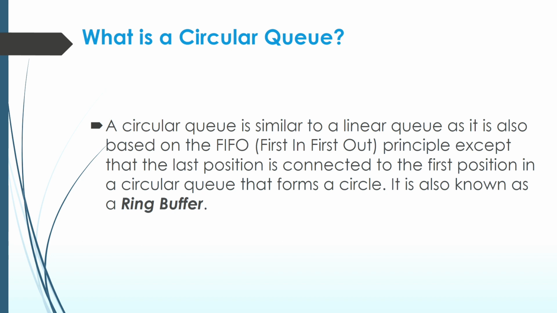So what is a circular queue? A circular queue is similar to a linear queue as it is also based on the FIFO, first in first out principle, except that the last position is connected to the first position in a circular queue, which forms a circle. It is also known as a ring buffer.